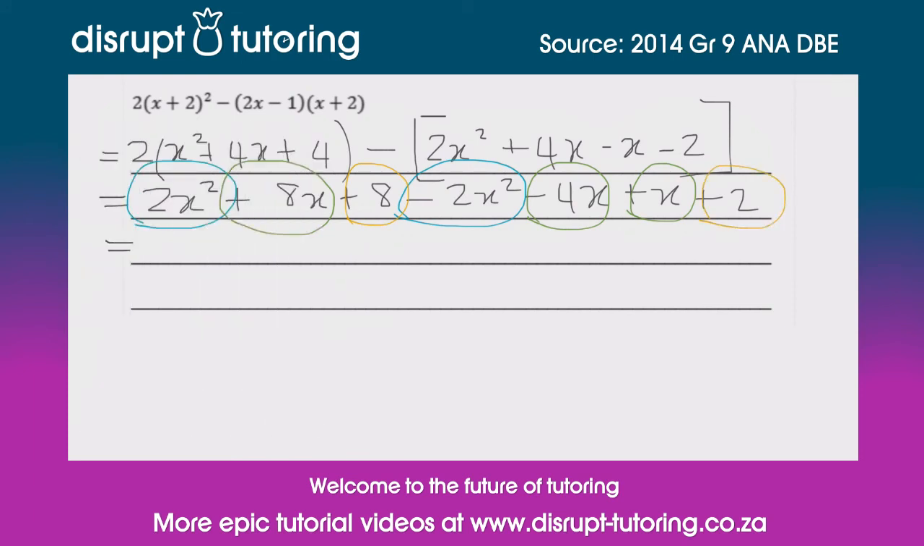So let's look at our blue brackets. So in the blue brackets, we've got 2x squared minus 2x squared. So luckily, those just cancel out, and we don't have to do anything there. Then let's look at our green circles. So we've got plus 8x minus 4x, and that's going to give us 4x. Plus x is then going to give us 5x. Okay, so 5x, and we have dealt with our green circles. And then finally, we've got plus 8 plus 2. So 8 plus 2 is going to give us plus 10. And that is going to be the final answer for this question.